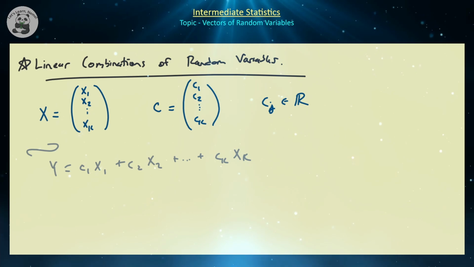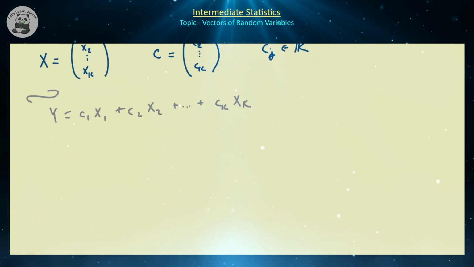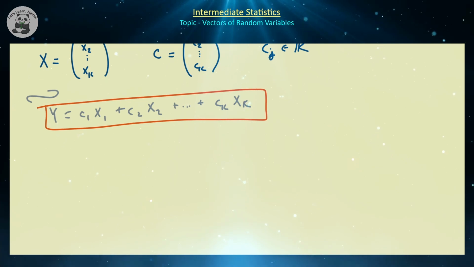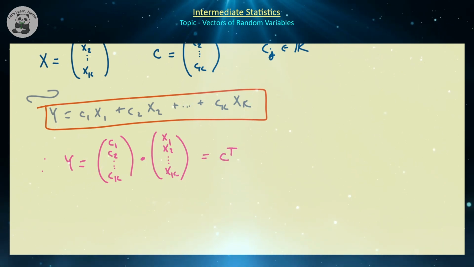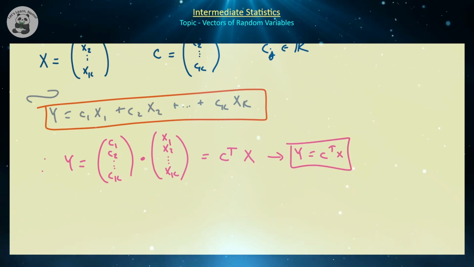So let's consider the linear combination y, which is equal to c1x1 plus c2x2, all the way down to ckxk. Can we represent this in terms of matrices instead of this long drawn out form? Well, you should remember that this is another way of writing the dot product of c1, c2 down to ck with the vector x1, x2 down to xk. Therefore, this is just the transpose of the vector c times the vector x. So y equals c transpose x is just a linear combination of the random variables x1, x2 down to xk.